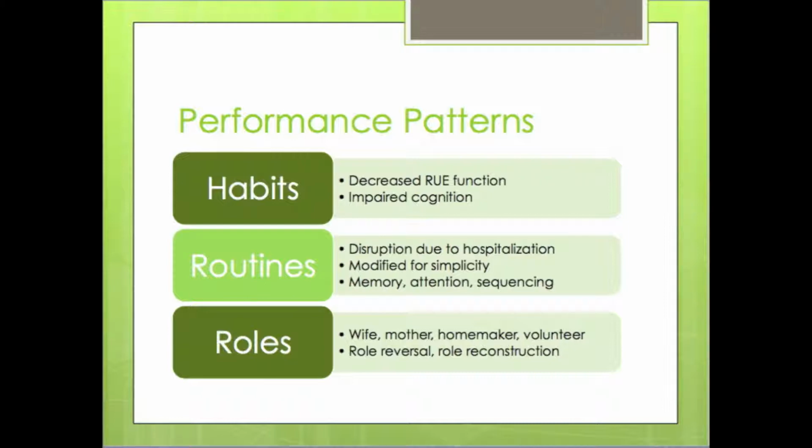Client J is currently experiencing role disruption because she is in inpatient rehabilitation. Her roles as a wife, mother, volunteer, and homemaker have been disrupted due to her accident, brain injury, and subsequent hospitalization. She is experiencing role reversal as her husband and children are now taking on more of a caregiver role as she recovers. Her roles as a volunteer and homemaker may need to be reconstructed to maintain her occupational identity.